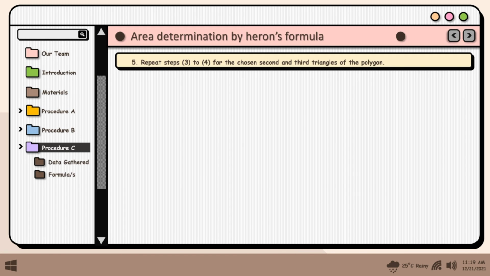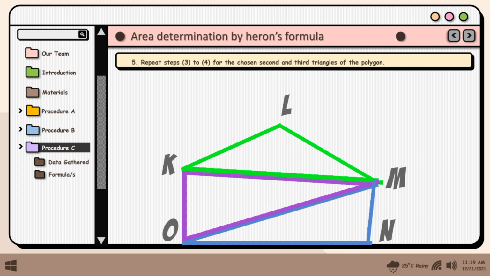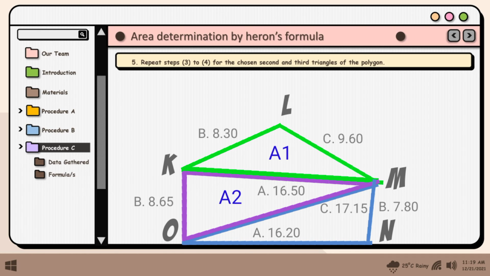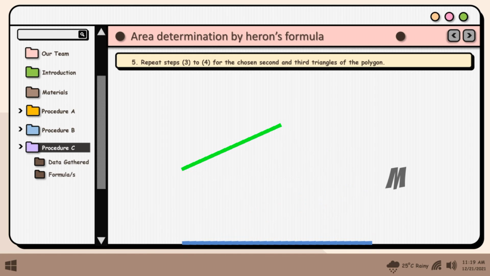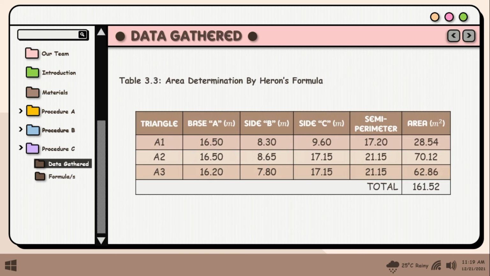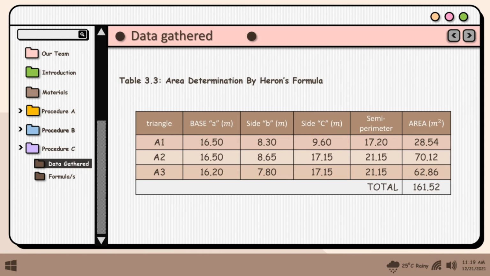Step 5. Repeat steps 3 to 4 for the chosen second and third triangles of the polygon. To determine the whole area of the polygon, take the summation of the areas of A1, which is 28.54, A2, which is 70.12, and A3, which is 62.86, with a total of 161.52 meters squared.